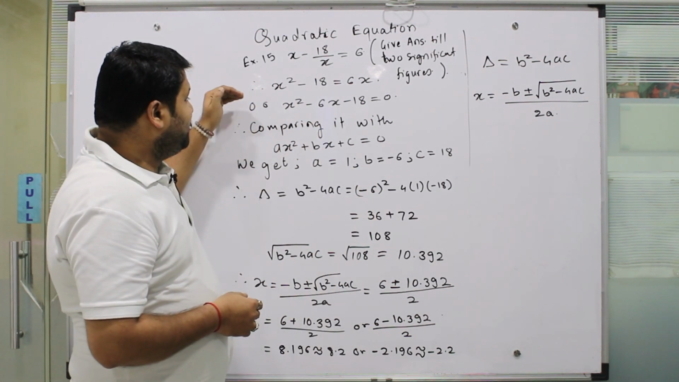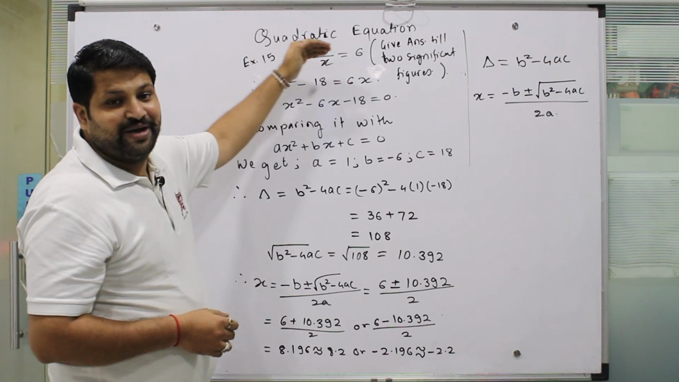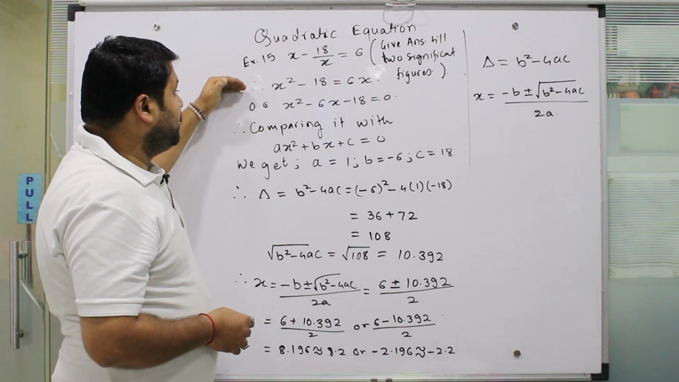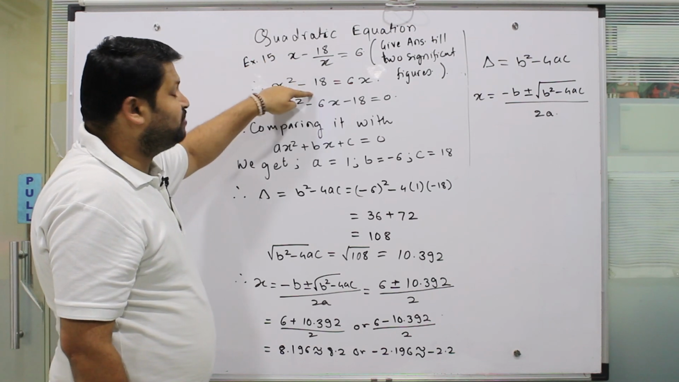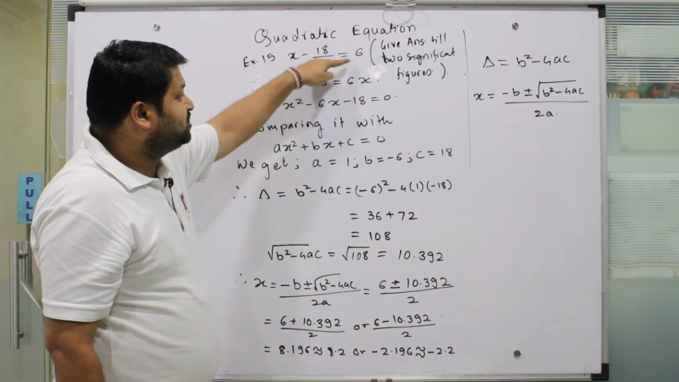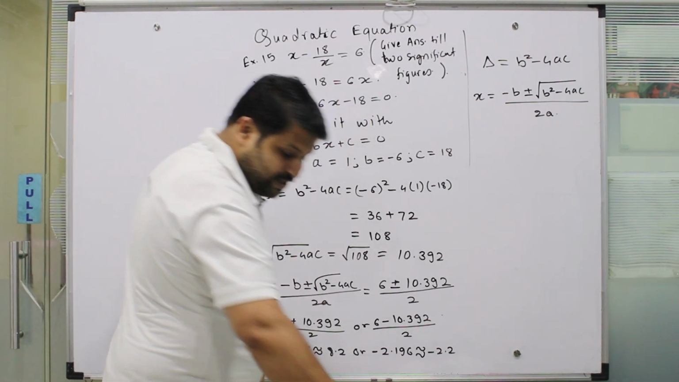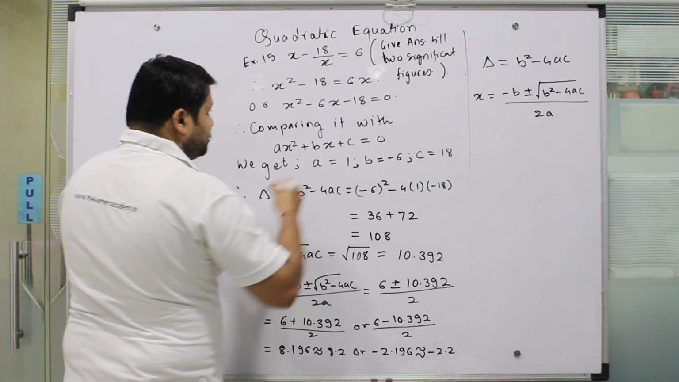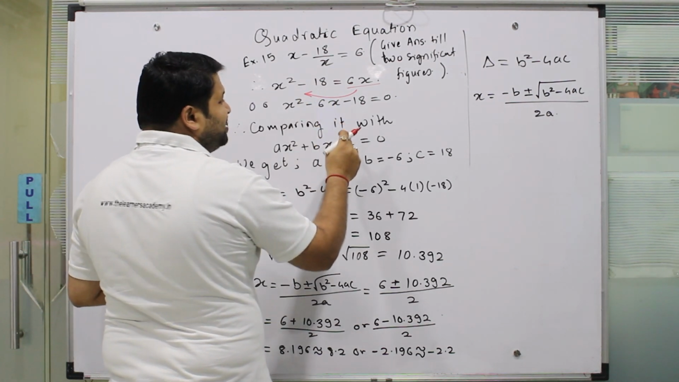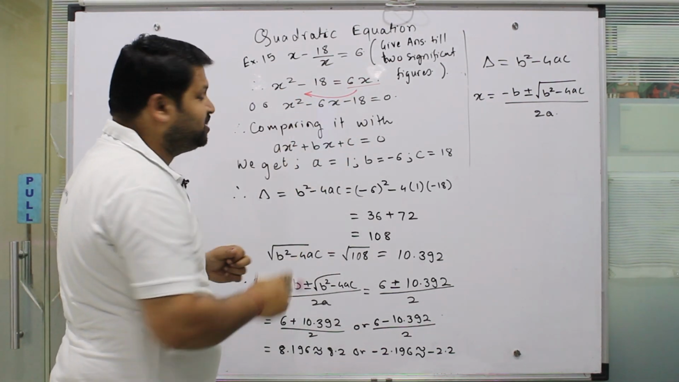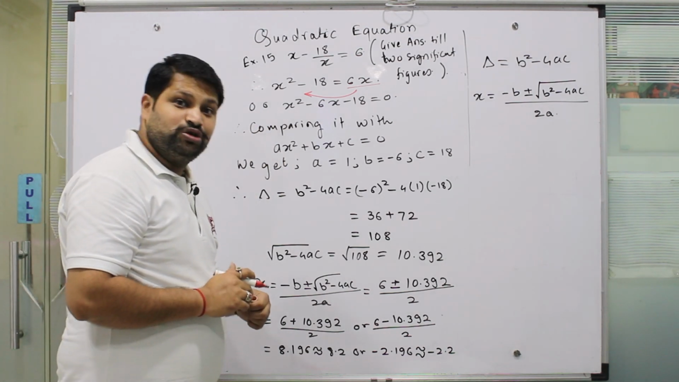So the first thing we do is we multiply both sides by x. So x gets multiplied by x, we get x square, minus 18 upon x gets multiplied by x, we get 18, and 6 gets multiplied by x, we get 6x. Then we bring this 6x to the other side. Since it was a plus 6x here, when it comes on this side it becomes a minus 6x. We get x square minus 6x minus 18 is equal to 0.